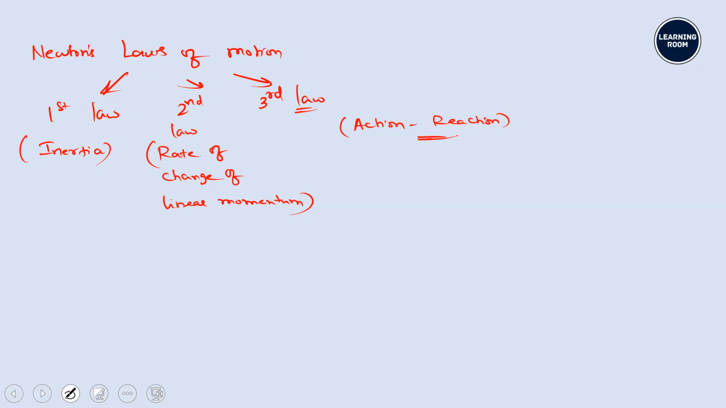That is why Newton's first law is also called the law of inertia. I hope every point is registered in your mind. With this, we are ready to take down the statement and the definitions. Please write it down. Let's look at the first law of Newton's first law of motion. What did it state?